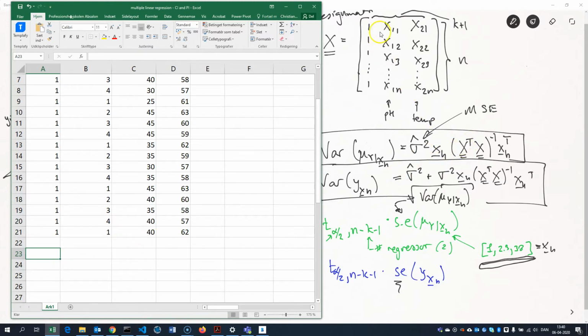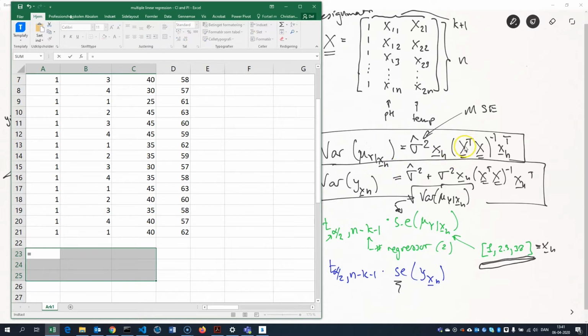Now, the design matrix is an n by k plus 1, so in our case it's a 20 by 3 matrix. When we transpose it, it's a 3 by 20 matrix, which we then multiply by a 20 by 3 matrix. That results in a 3 by 3 matrix. And when we invert it, it's still a 3 by 3 matrix. So I'll mark the space in which I want the result, and I need to know the dimensions of the result. And as I just said, it's a 3 by 3 matrix.